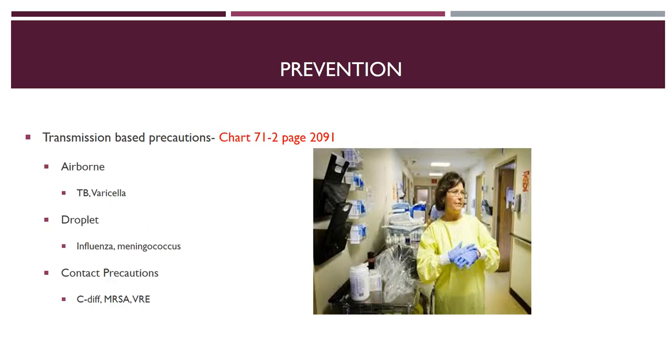All right, so for prevention, transmission-based precautions, which we just said is the 2091 chart 71-2. We have airborne, which could be TB or varicella. We have droplet, which is influenza and meningitis, and we have contact precautions such as C. diff, MRSA, or VRE. The picture is pretty typical of a nurse wearing the gloves and the gown, and like I said, it's just really protecting you from them and also from you sending it on to the other 4 or 5 patients you're caring for.